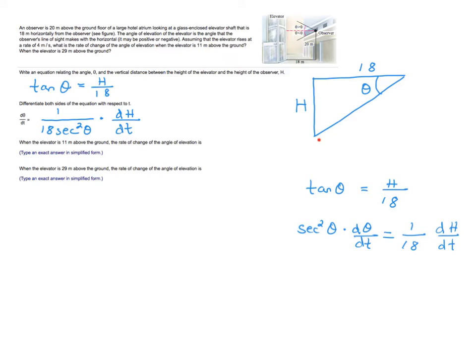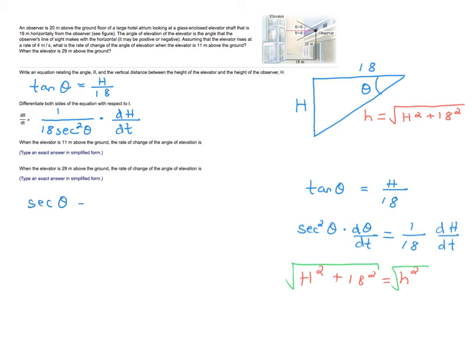So, what is the length of the hypotenuse, which I'll call lowercase h? I need to know the length of this side. Well, I know that capital H squared plus 18 squared is equal to lowercase h squared, and that comes from the Pythagorean theorem. If I take the square root of both sides, h is the positive solution, so that would be the square root of H squared plus 18 squared. So we're getting closer. I want secant squared of theta. I'm going to start with, what is secant of theta?